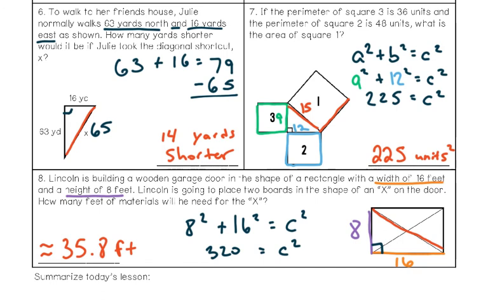I want to know what just c equals, so I need to do the inverse operation of squared, which is to take the square root of both sides. You'll get approximately 17.8 or 17.9 feet for the length of one of these diagonals. Since you want to know what the whole X would be, we're going to multiply that number by 2. That gets us approximately 35.8 feet. If you're off by a tenth, that's okay.